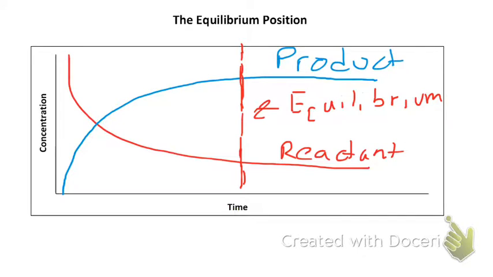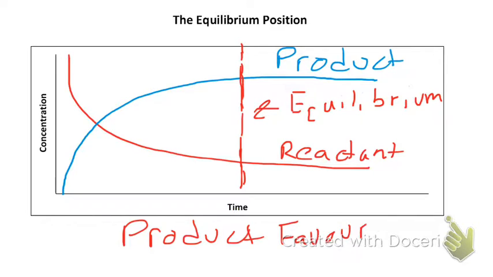Okay, so I'm actually going to write this down. This graph shows a product favored reaction or equilibrium state. Okay? Again, product favored just means that when equilibrium has been established, there is more product, a higher concentration of product, than there is reactant. Okay? Put that in your notes.